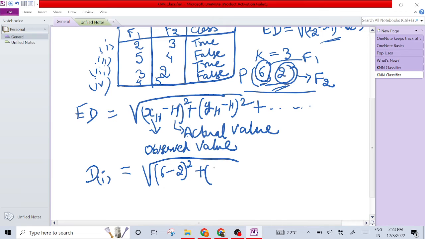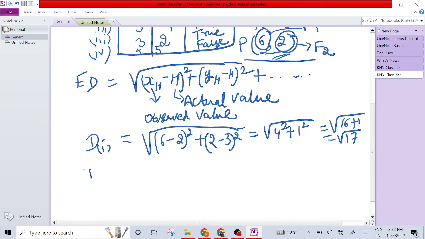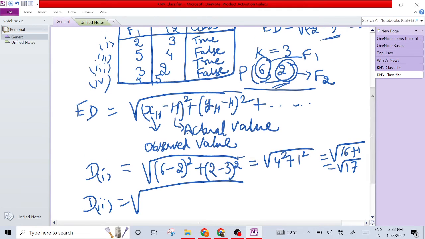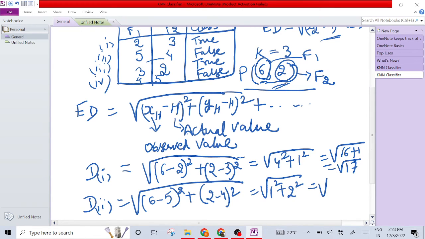Now this one also, 2 minus 3. So this comes to the square root of 4 plus 1, that means 16 plus 1 equals the square root of 17. Just leave it like that. We don't have to elaborate more. Now for data point 2, we have to do the same procedure. Here the value is 5 and 4. Calculations will be the same, the formula is the same for all of these. So here 1 plus 4 equals the square root of 5.